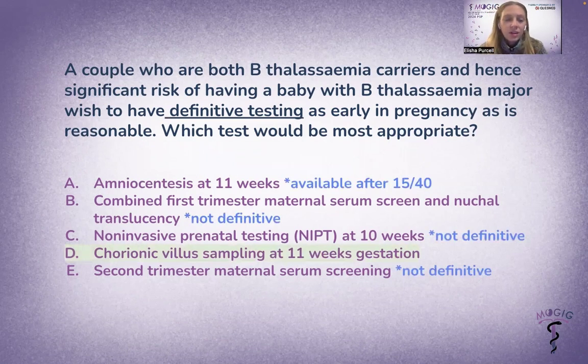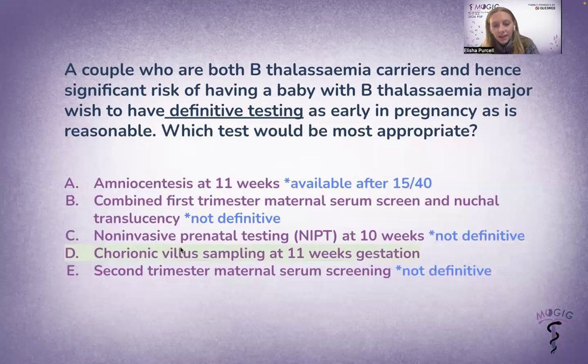The key thing here is reading the question and saying, okay, they want definitive testing, not screening. They want definitive testing for this beta thalassemia. Knowing that it's definitive immediately rules out our screening options, which are B, C and E. So then we're only deciding between amniocentesis and chorionic villus sampling. A is wrong because amniocentesis is only available after 15 weeks gestation.